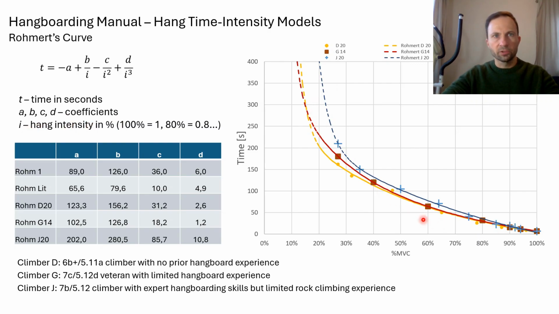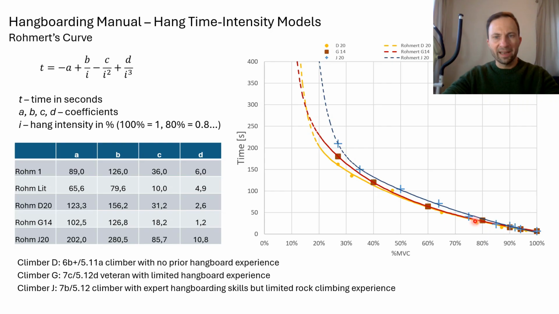The graph here shows the Rohmert's curve plotted for 3 different climbers. Climber D is a 6B+/5.11A climber with no prior hangboard experience. Climber G is a 7C/5.12D veteran with limited hangboard experience. And climber J is a 7B/5.12 climber with expert hangboarding skills but limited climbing experience.